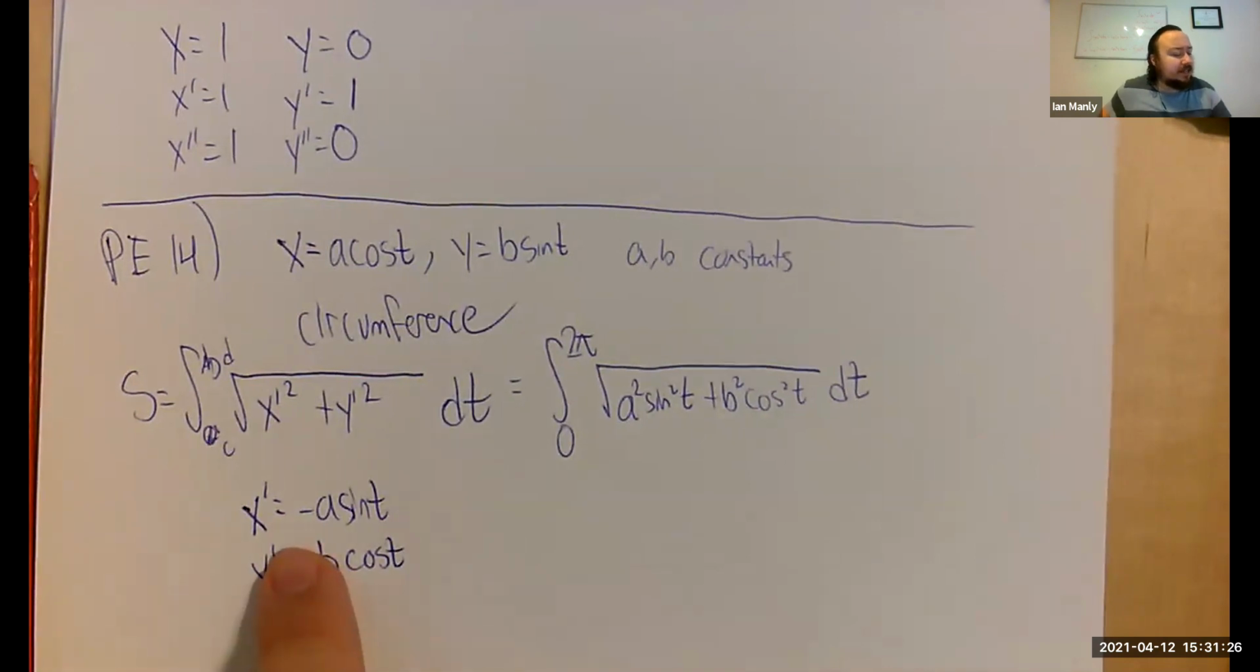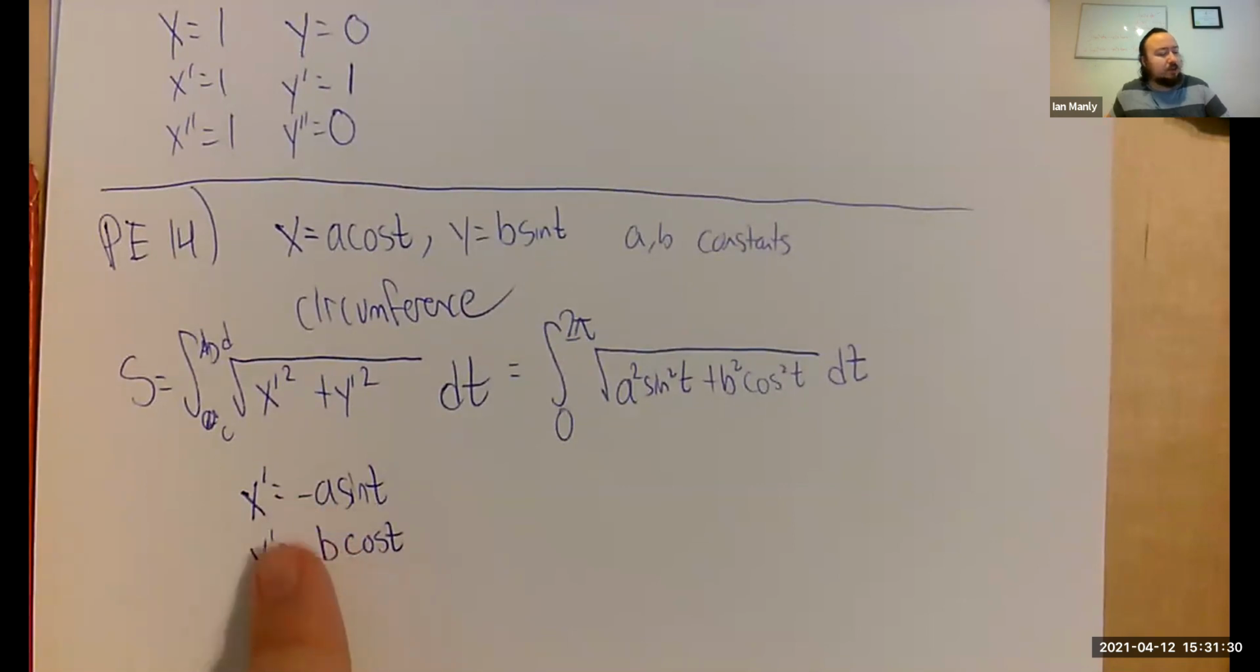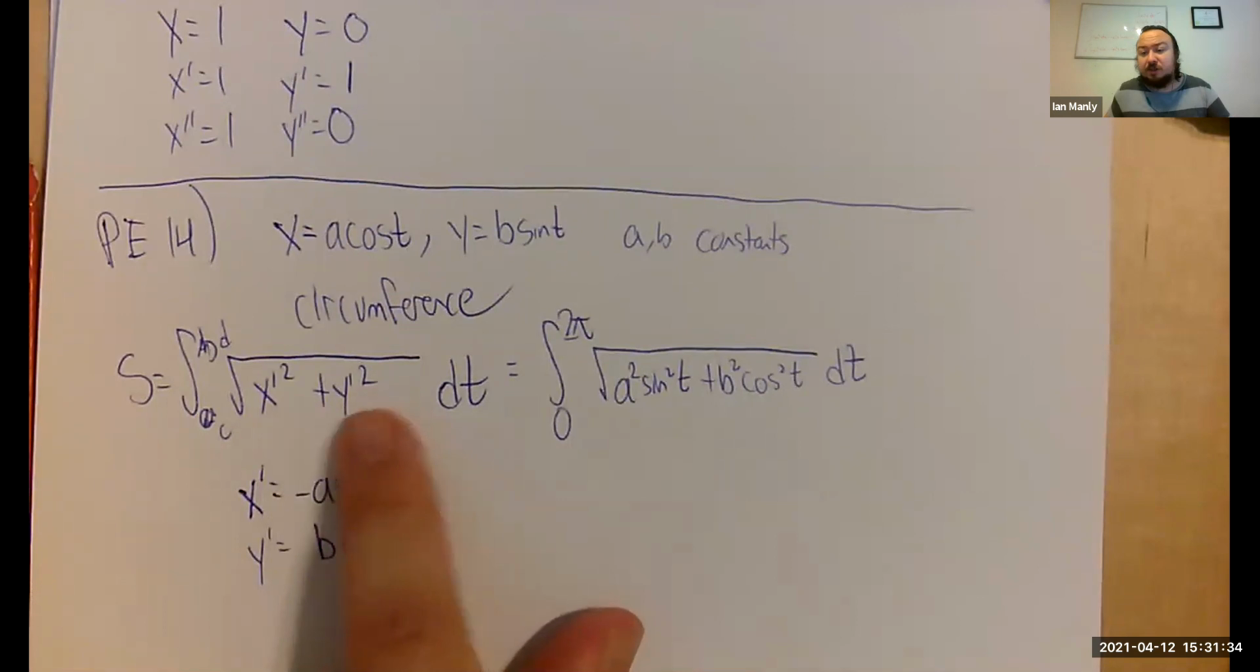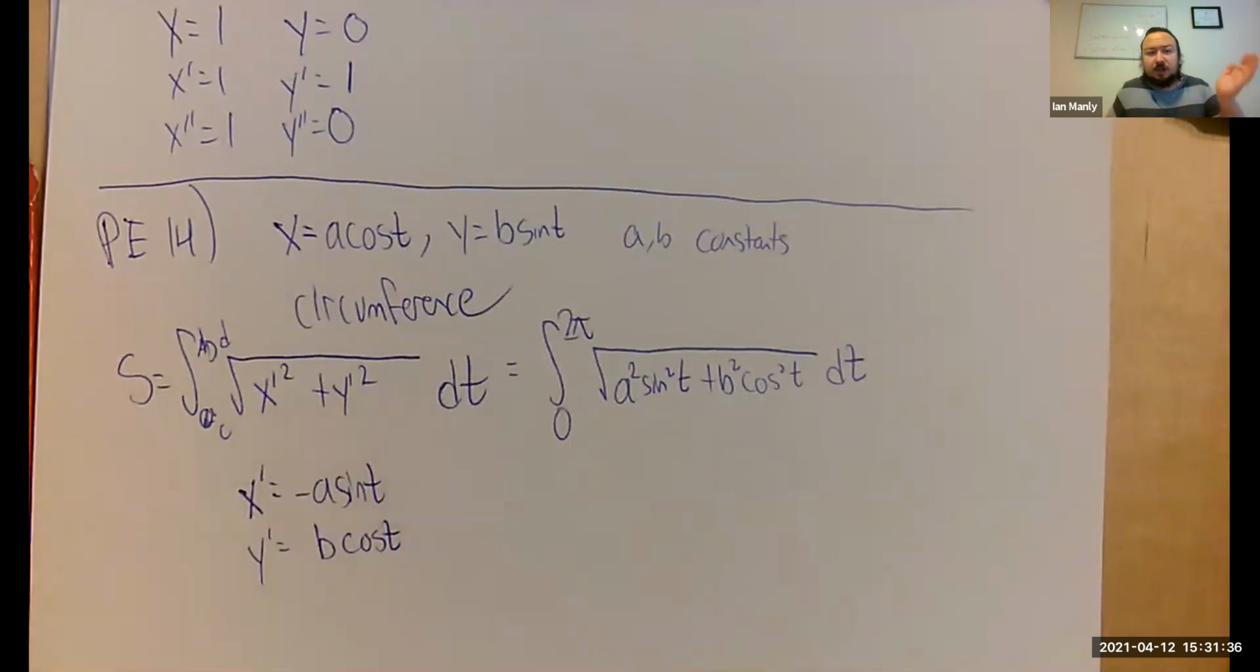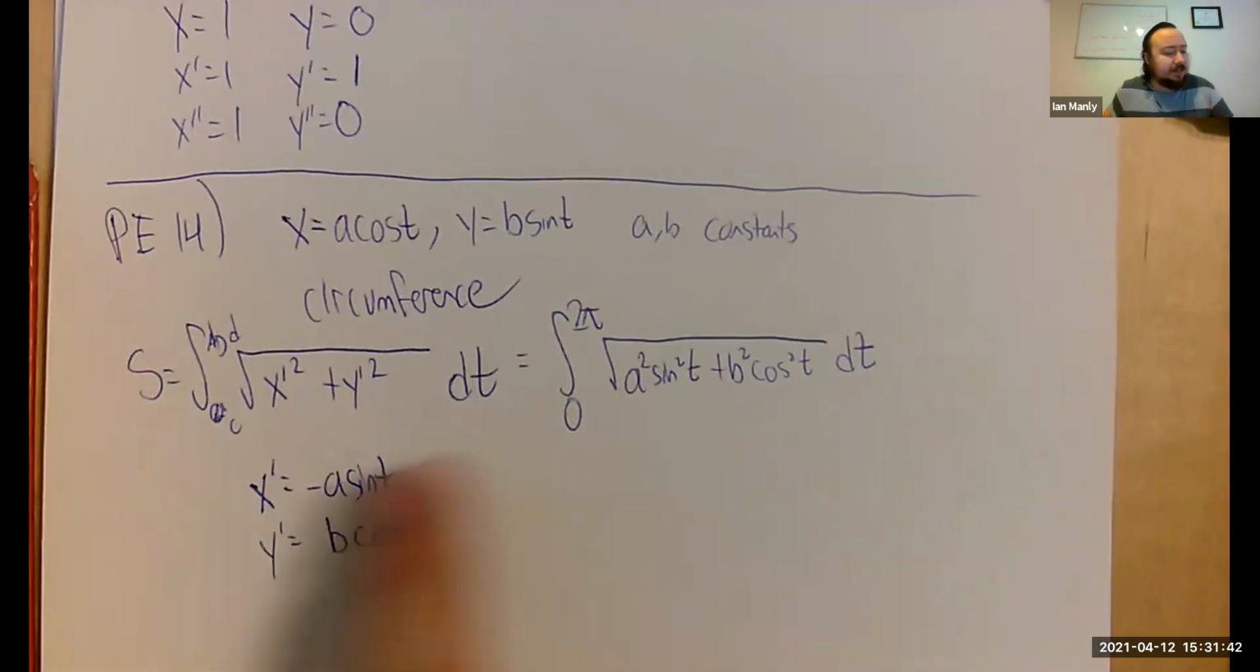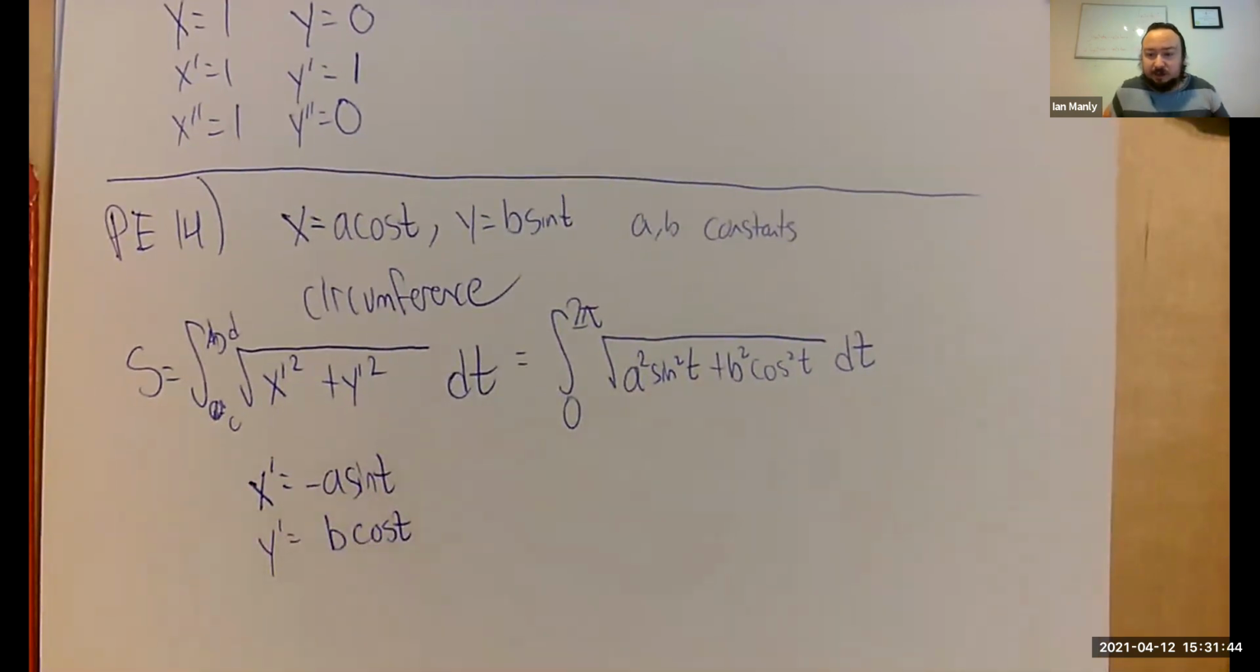And one easy mistake to make is to keep the sign that we get for our derivative. But don't forget that we're squaring the derivatives. So any signs we have are just going to be going away. So don't put a negative in there, for example, for this one.